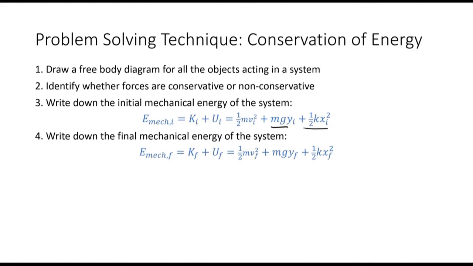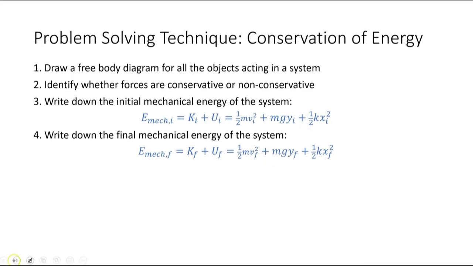All right, and then once you have the initial, you also want to write down the final. So I always draw two states. What's happening in my initial state? What's happening in my final state? And then you want to write down what's my kinetic energy plus my potential energy, which again can include gravitational and spring potential energies in the final state.